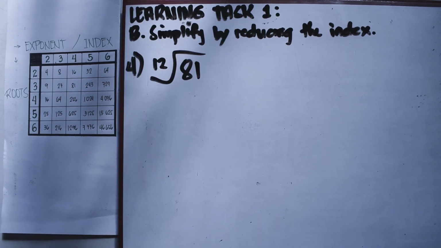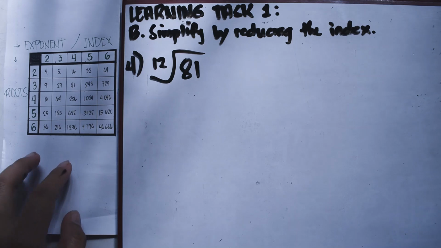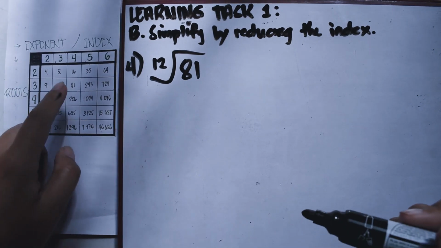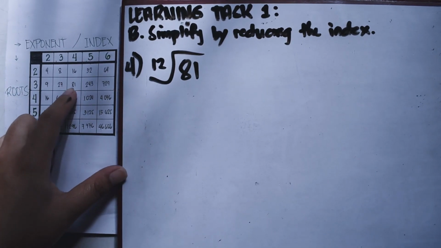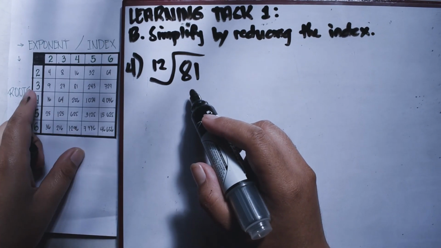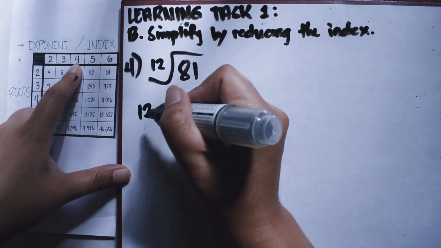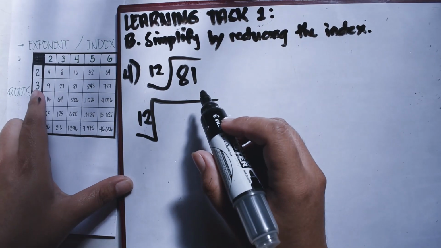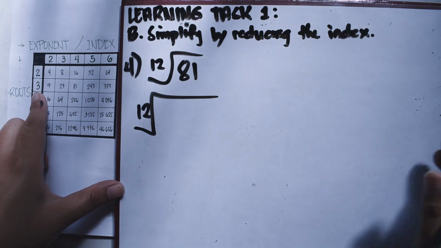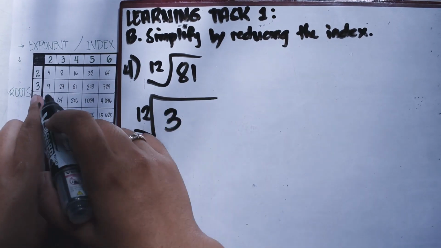Ayan, so number 4 na tayo. Second to the last, we have 12 root of 81. So, para mas mabilis, tumingin sa table. So, hanap tayo. Ayun, nakikita natin si 81. So, ibig sabihin, kapag in-express natin to as exponential form, pwede nating isulat na 3 yung root, raised to, ano yung exponent? 4. So, sulat natin. So, we have 12 root of, again, ang 81, pwede natin siyang i-express as 3 ang kanyang base at ang kanyang exponent ay 4.